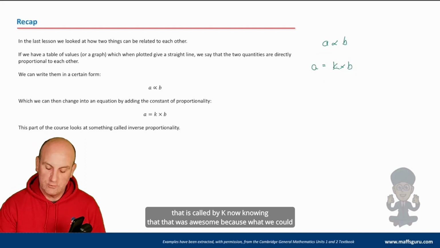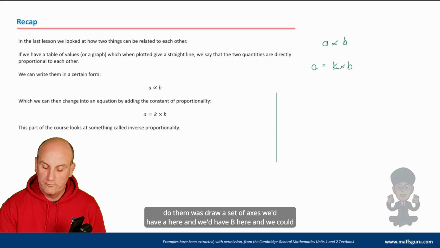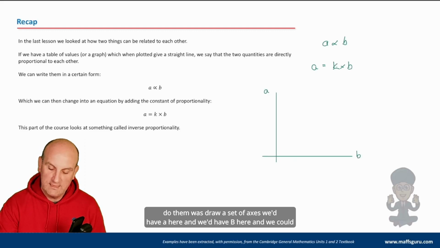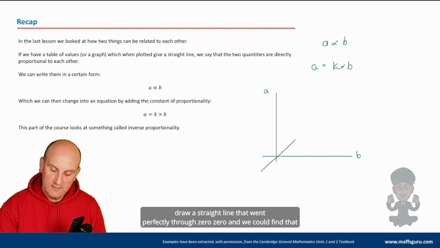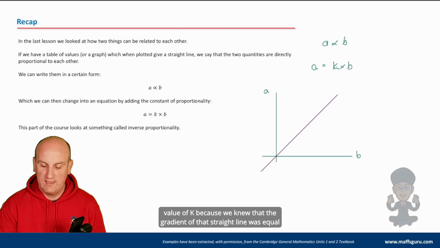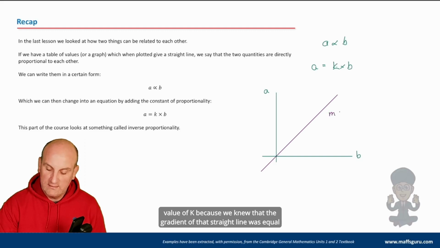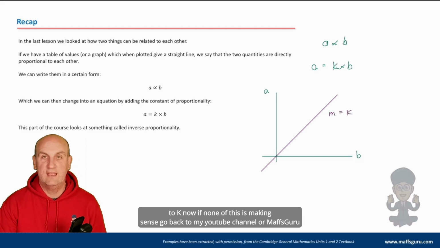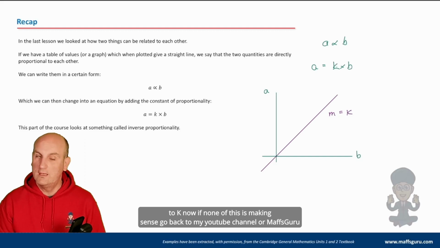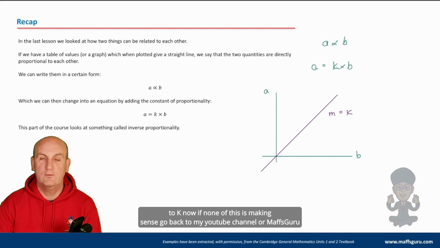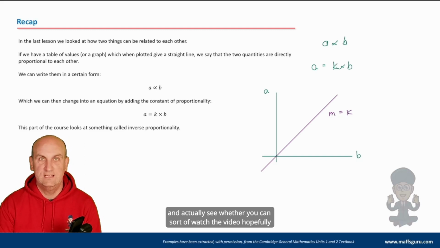Now, knowing that was awesome, because what we could do then was draw a set of axes. We'd have A here, and we'd have B here, and we could draw a straight line that went perfectly through 0, 0, and we could find that value of K because we knew that the gradient of that straight line was equal to K. Now, if none of this is making sense, go back to my YouTube channel or maffsguru.com and see whether you can watch the video. Hopefully it'll make a lot more sense.